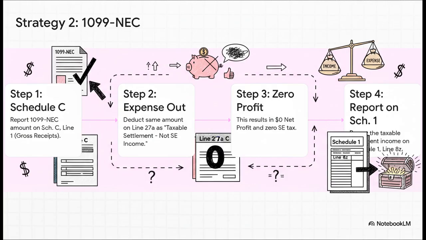But what happens when the other party messes up and sends a 1099-NEC? You can't just ignore it and put the income on Schedule 1 because the matching computer will almost certainly send a notice. So instead, we use a really slick technique often called the in and out Schedule C. Here's how it works. First, you report the 1099-NEC amount on Schedule C, Line 1. This makes the matching computer happy. Then you expense the exact same amount on Line 27a, and you label it clearly Taxable Settlement Not SE Income. This zeroes out the Schedule C, which means zero self-employment tax. And then, for the final step, you report the income where it actually belongs, on Schedule 1, Line 8Z.